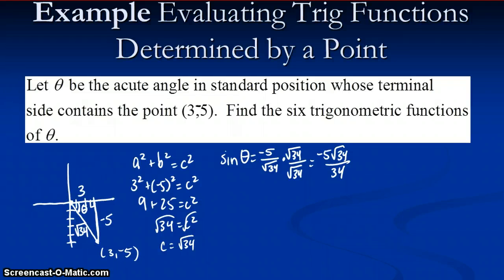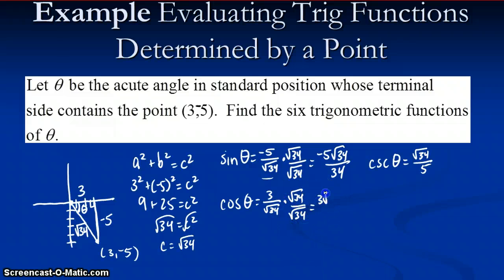Reminder, when we're finding the six trig functions, I always like to think of the two pairs. Sine and cosecant go together, and these are called reciprocal functions. So I go back to the original, -5 over square root 34. Cosecant then is root 34 over 5. Now I find the cosine of theta in that same triangle. Cosine of theta is adjacent over hypotenuse. My adjacent side is 3 over square root 34. Again, I would rationalize the denominator by multiplying by root 34 over root 34. I get 3 root 34 over 34.